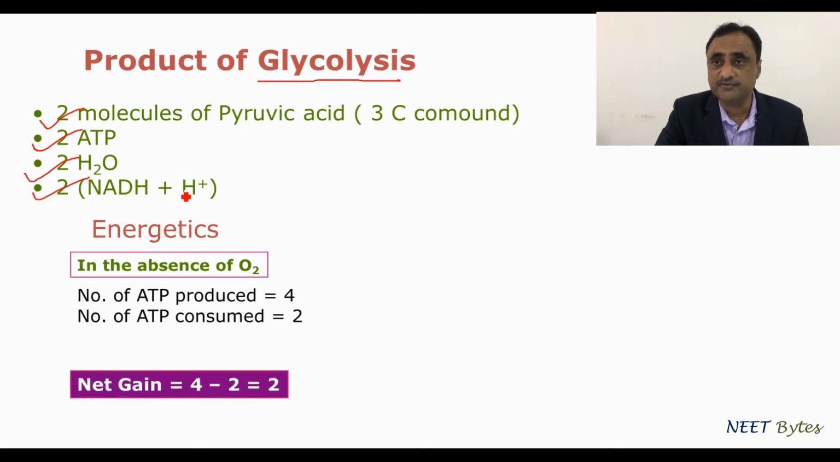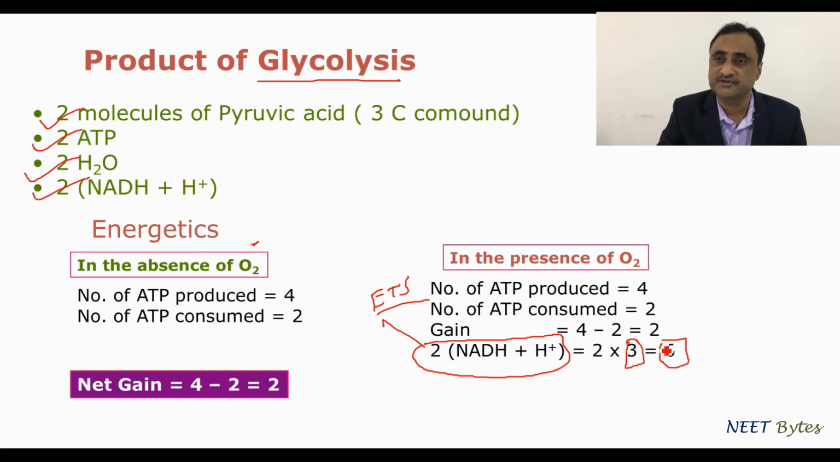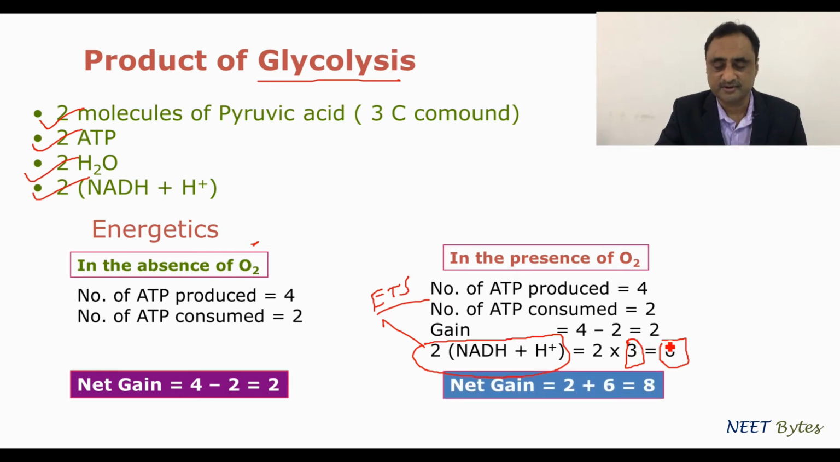But in the presence of oxygen, what will happen? The 2 NADH, what we see, enter into the electron transport system and each one is capable of forming 3 ATP. So altogether an additional 6 ATP can be formed, right? So what we can say is that net gain is 8 ATP in the presence of oxygen. So these are the two things you have to keep in your mind, right?